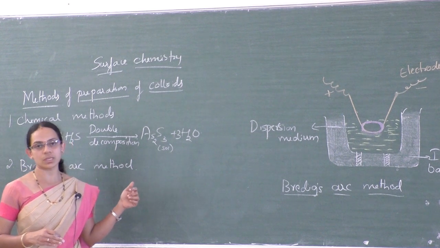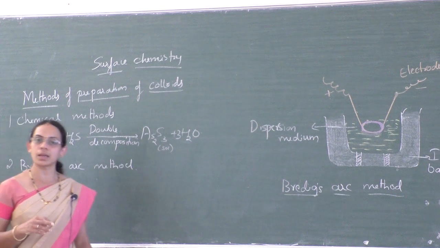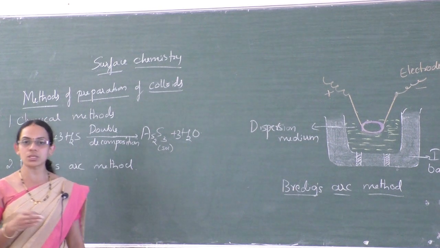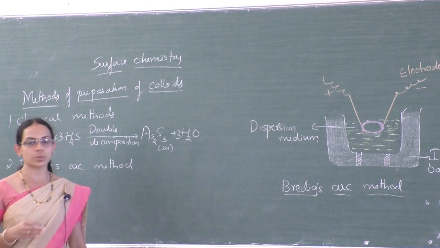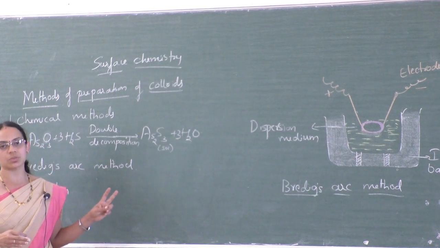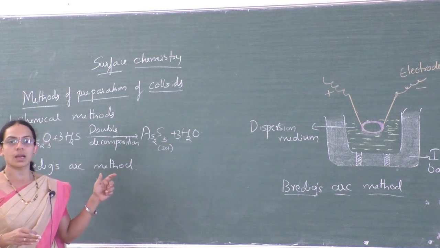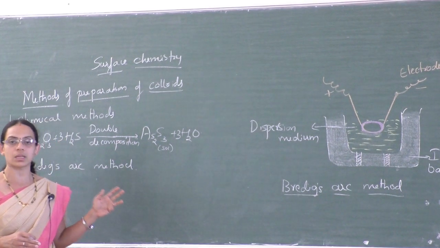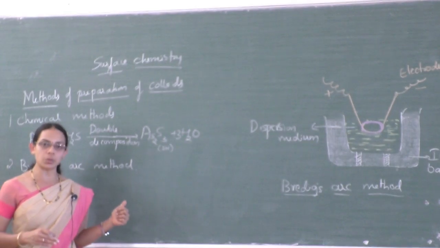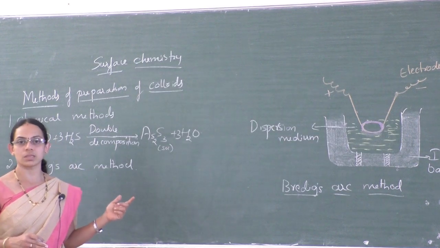It is based on the physical states of dispersed phase and dispersion medium. There are 8 types of colloids, and based on the nature of interaction between dispersed phase and dispersion medium, there are 2 types of colloids, lyophilic colloids and lyophobic colloids. And based on the nature of particles present in dispersed phase, there are 3 types. It is multimolecular, macromolecular and associated colloids, right?